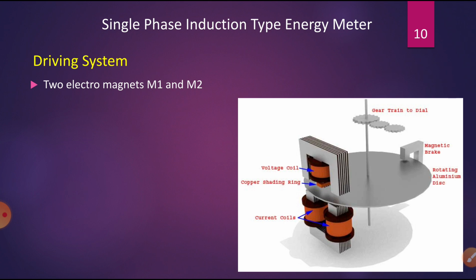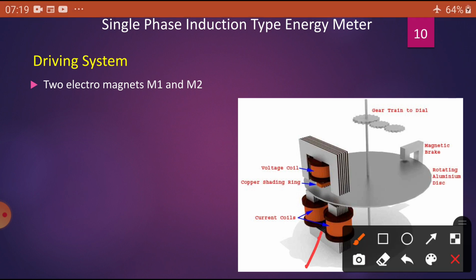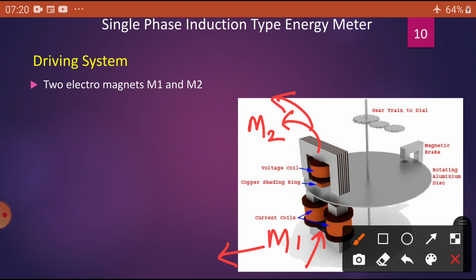The driving system consists of two electromagnets M1 and M2. That means here this is known as the M1 electromagnet, this is known as the M2. Here M1 is the current coil and M2 we can say the pressure coil, similar to the wattmeters. At the same time, there is one copper shading band also provided in M2 in the center limb.